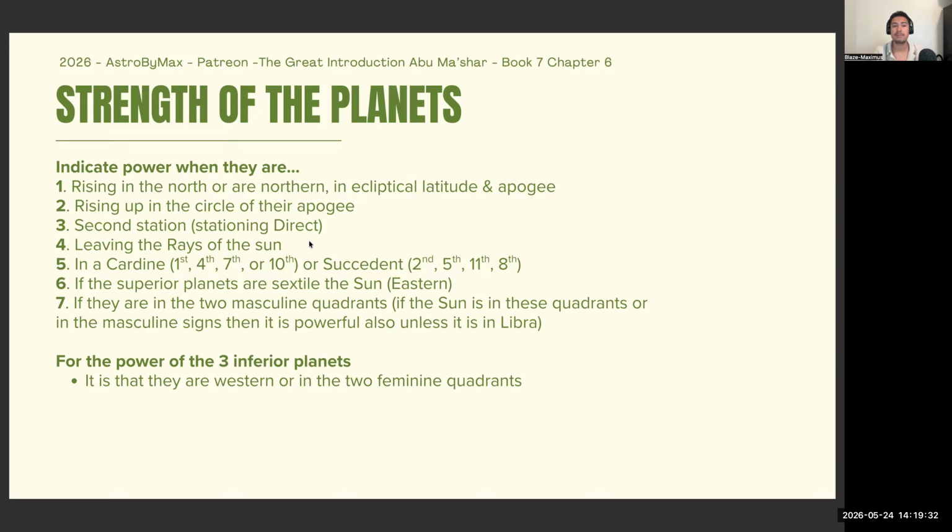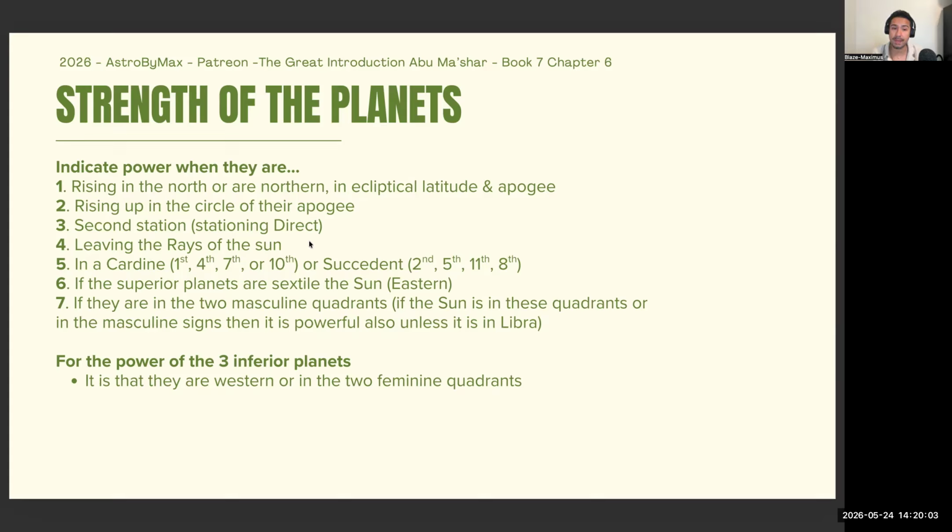When planets leave the rays of the sun, so when planets are emerging as morning stars, or if Mercury and Venus emerge in the west as an evening star, that is also fortunate too, but primarily for Mars, Jupiter, and Saturn if they emerge as morning stars. If they are in a cardine, so if they are in the 1st, 10th, 7th, or 4th in that order. And if they are in the succedent houses, if they are in the 11th, 5th, 2nd, 8th in that order.